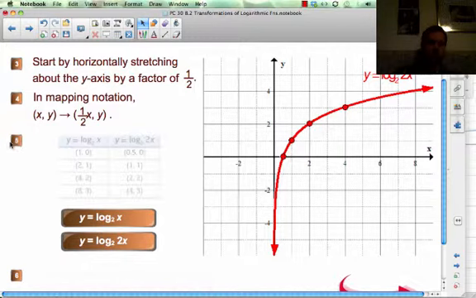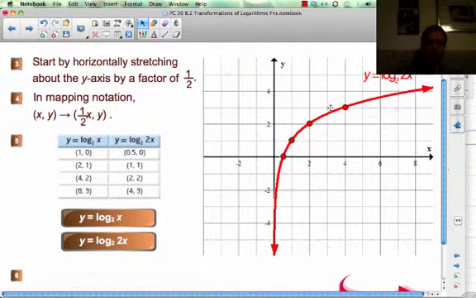This one, we mapped all 4 of these points, and this is what it will look like in the new function when we apply that.